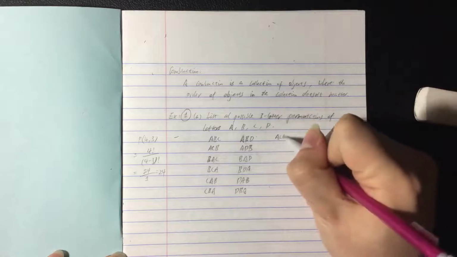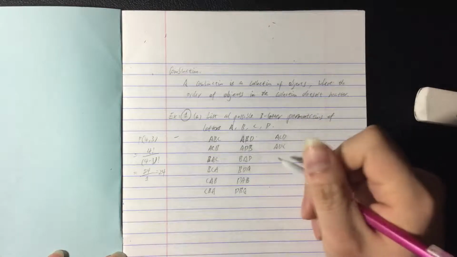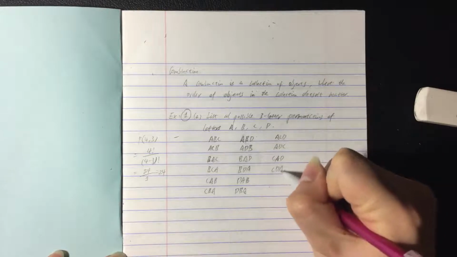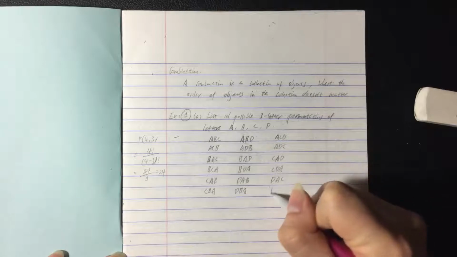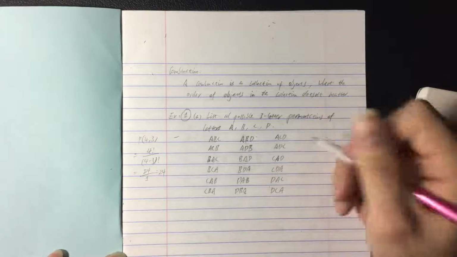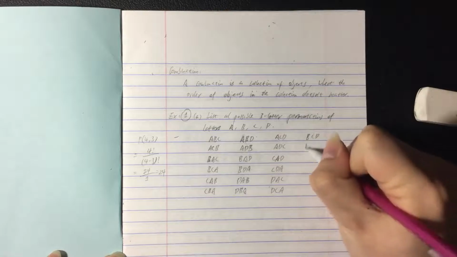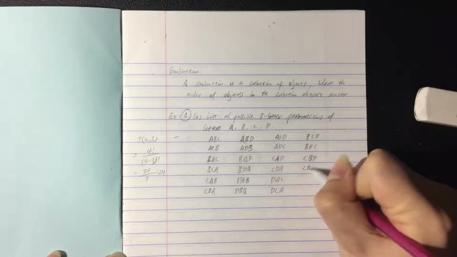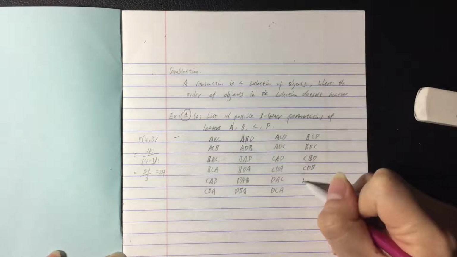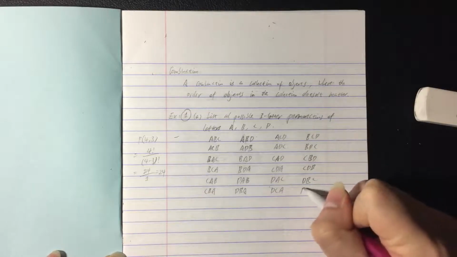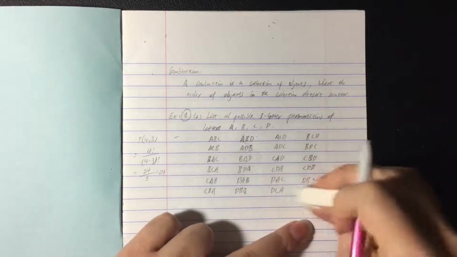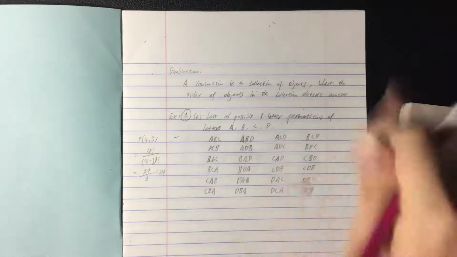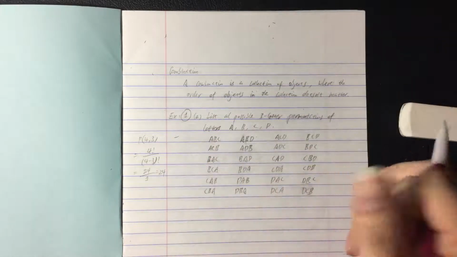D, B, A, A, C, D, A, D, C, C, A, D, C, D, A, D, A, C, D, C, A, or we may have B, C, D, B, D, C, C, B, D, C, D, B, D, B, C, and D, C, B. That's the 24. Those are the 24 different permutations.